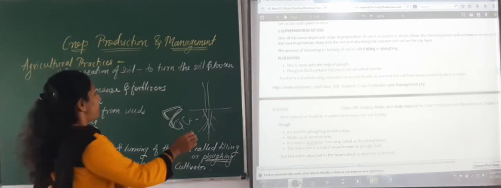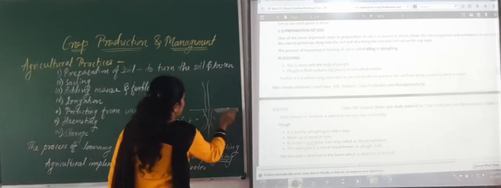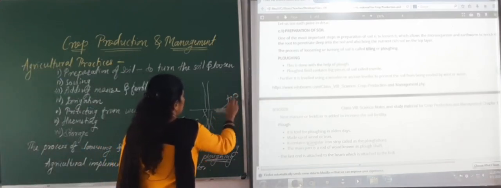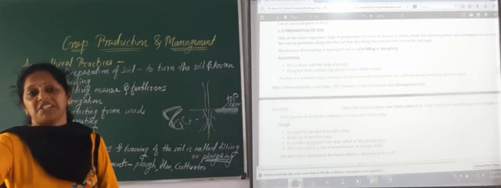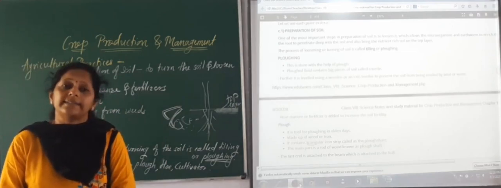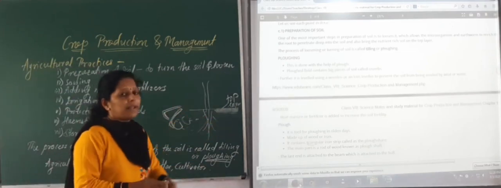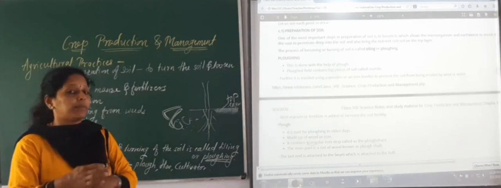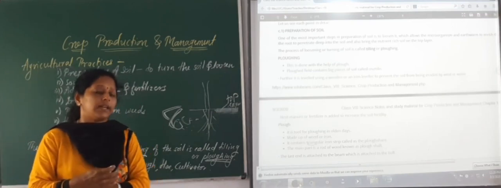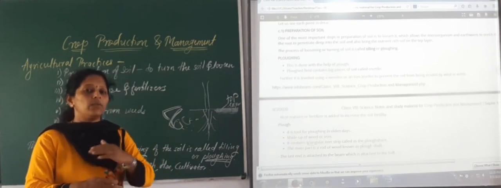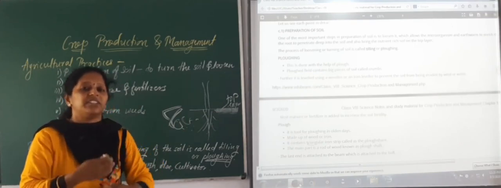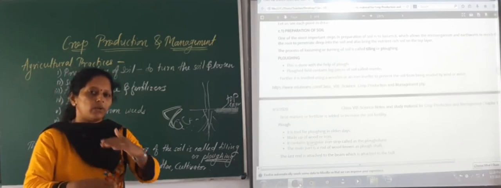Topsoil means the uppermost layer of the soil. It is the top layer of the soil. This top layer contains different types of nutrients, and it is very important for the growth of plants. When plowing takes place, the soil is loosened and turned, with the upper soil going down and the lower soil coming up.